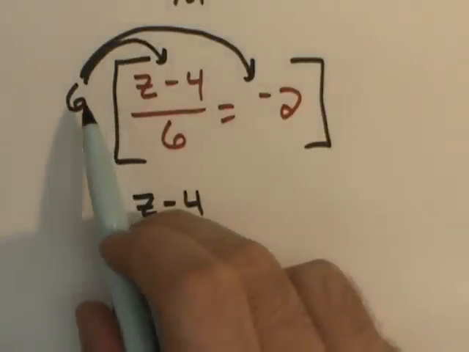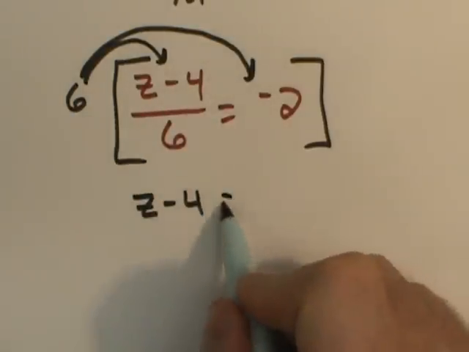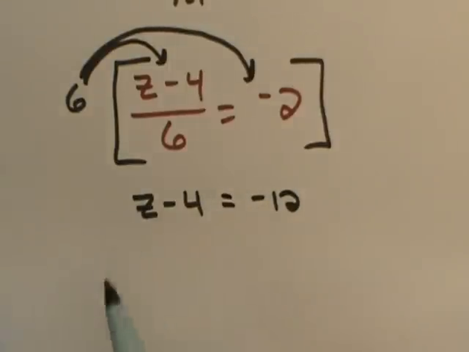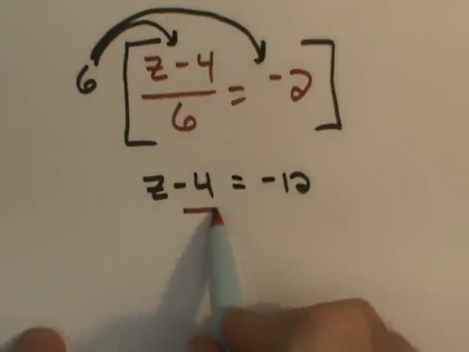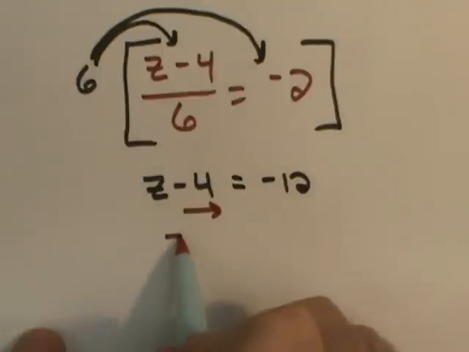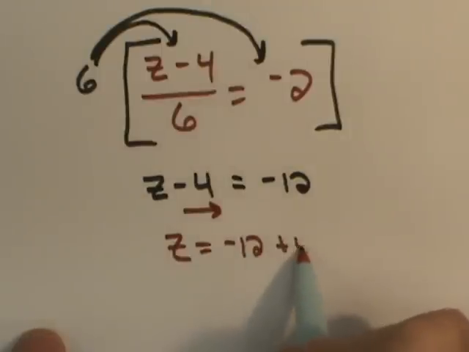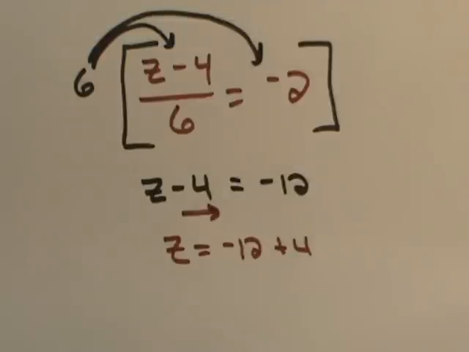And in a similar way, 6 times negative 2 would be negative 12 on my right-hand side. Variable's positive. It doesn't even have a coefficient, so very simple to solve. All I need to do is move this 4 over. And so I could rewrite this as z equals, original term, negative 12 plus 4. Simplify, z is negative 8.